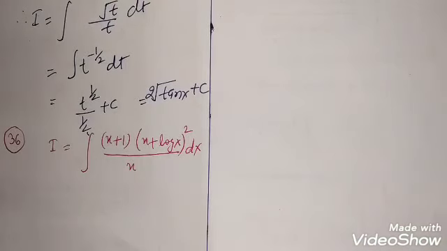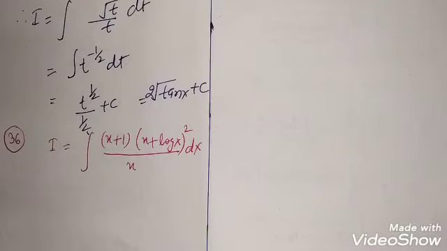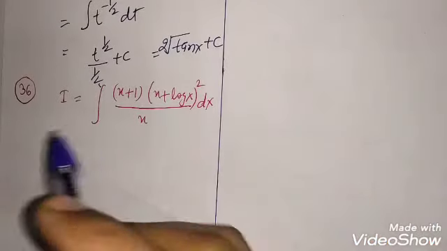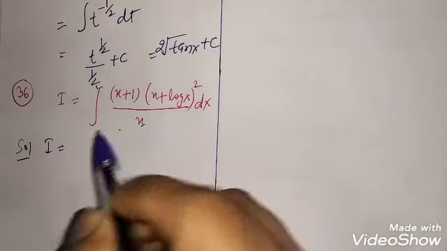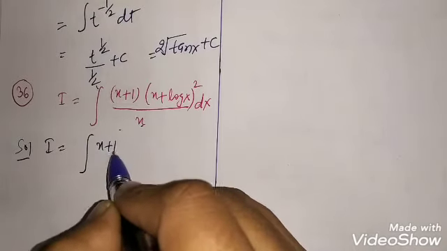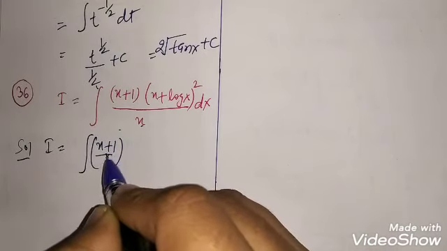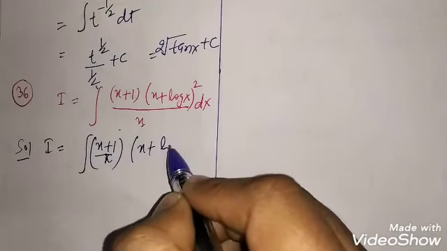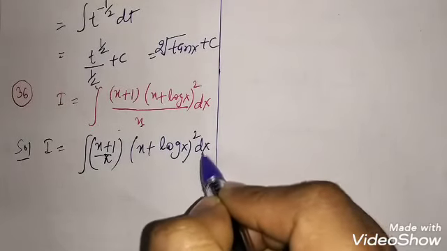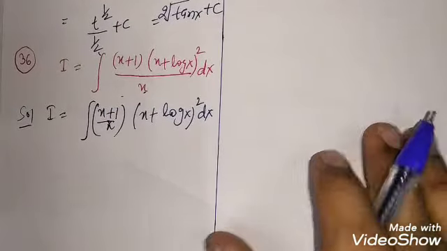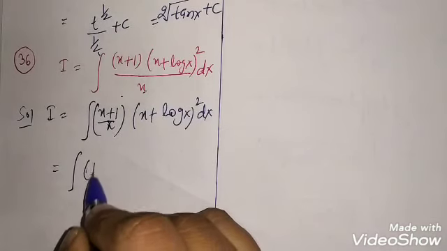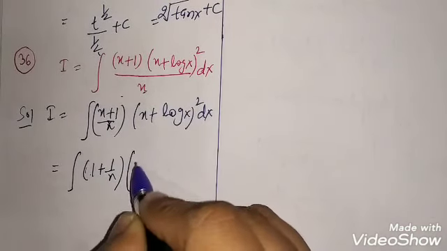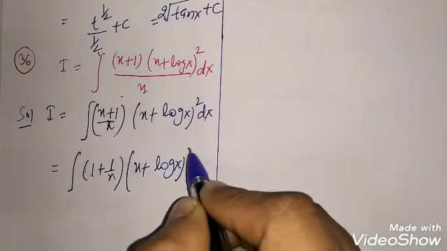Okay, it's the easiest, not that tough a question, but still I am doing it for you. Second last question from my side today. Solution. See one thing, I am separating x, so this is x plus 1 upon x times x plus log x whole square dx. Simply, x upon x will be cancelled. It becomes 1 plus 1 by x times x plus log x whole square dx.